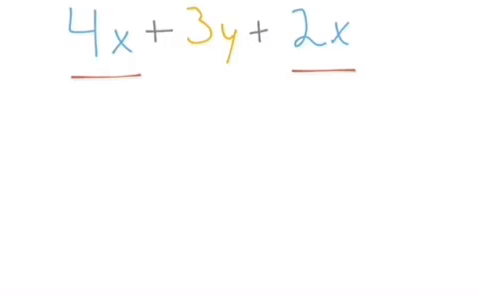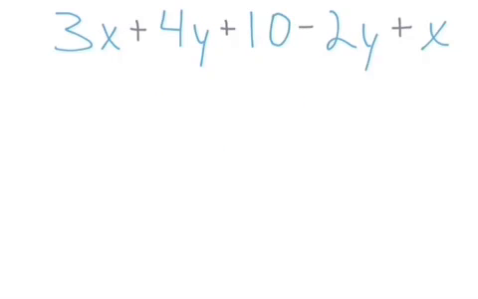Well, I can add the 4x and the 2x because they both have that x variable. So that should give me a 6x plus the 3y, and that's just going to stay as it is in the original expression because we don't have anything to combine it with, either add it or subtract it. So that's just going to stay, and that's our simplified expression there.